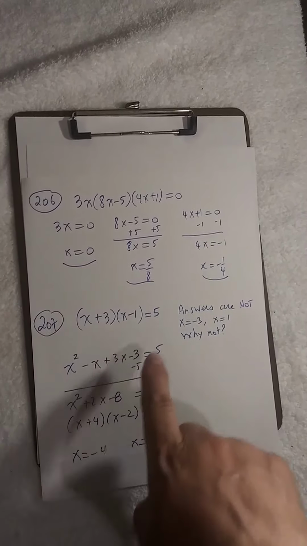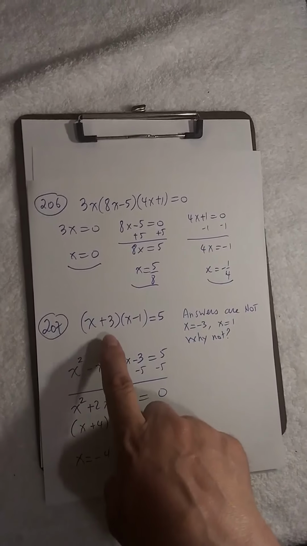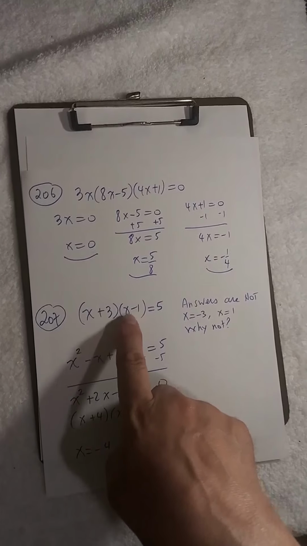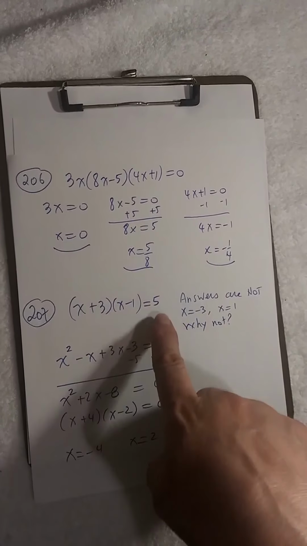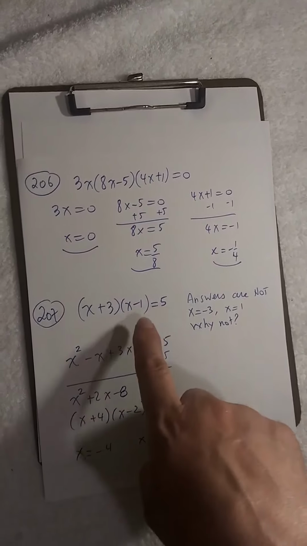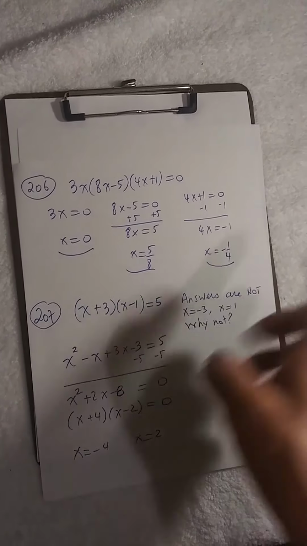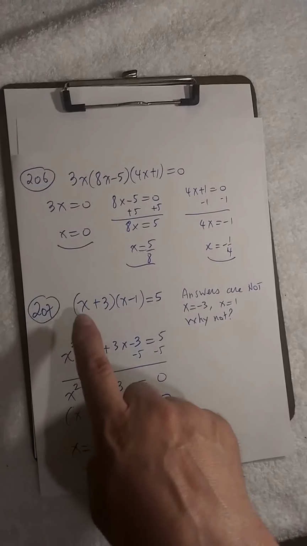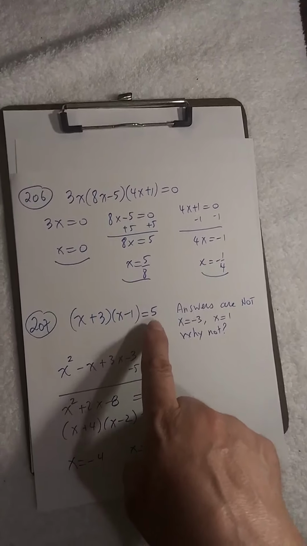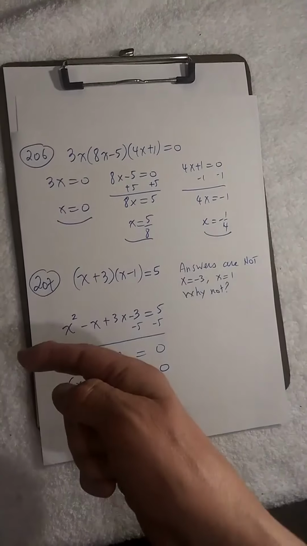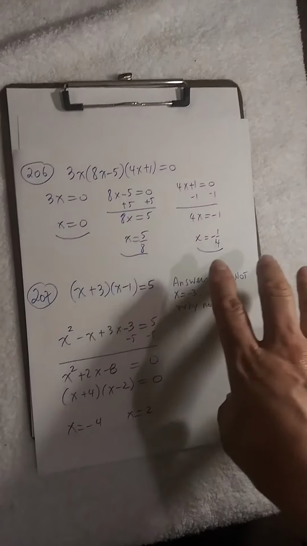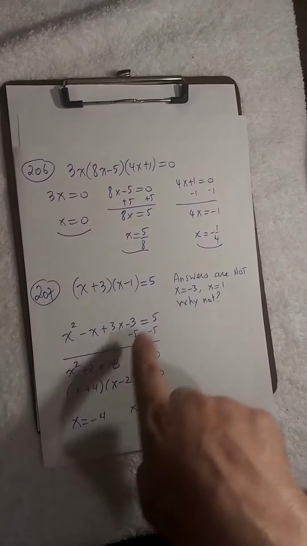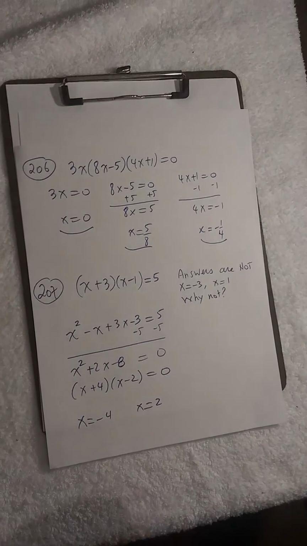In this next example, the answers are not going to be minus 3 and 1. Why not? It's because the right side is not 0. So we cannot apply the zero product rule yet. What do we do? We're going to FOIL the left side, multiply these out, move the 5 to the left side so we can have 0 on the right side, and then refactor the left side. And then use the zero product rule.